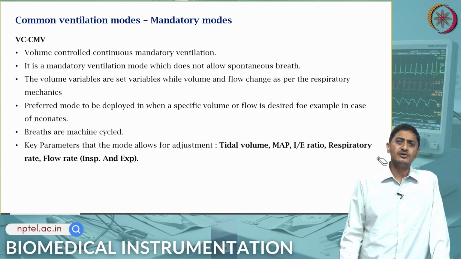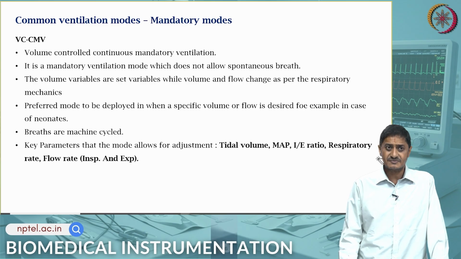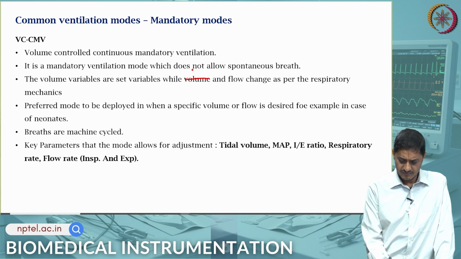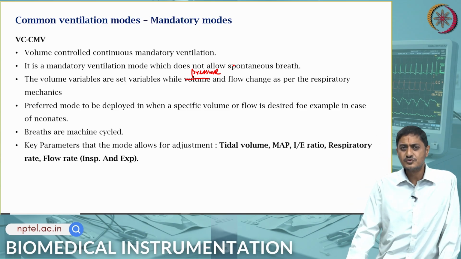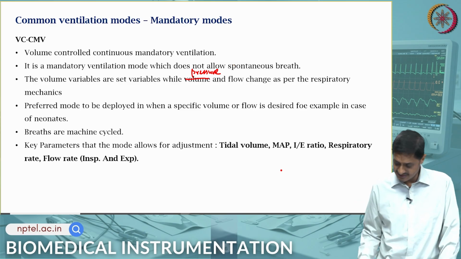The second is the volume controlled CMV mode, volume controlled continuous mandatory ventilation mode. In this case also it is a mandatory mode that does not allow spontaneous breaths. In this case the volume variables are set variables, whereas the pressure and flow change as per the situation of the patient. This is the mode to be deployed when a specific volume is desired. Example, in case of neonates, this is the neonate mode.